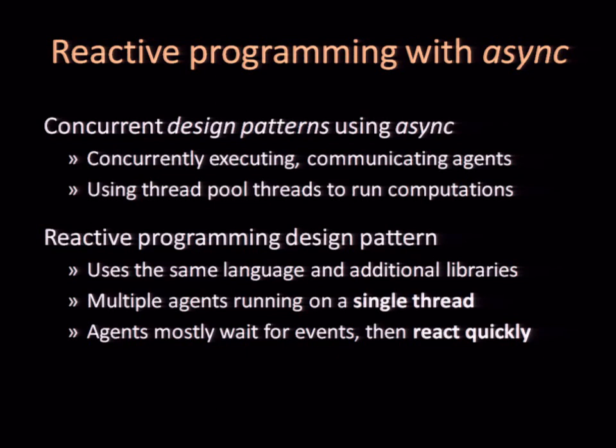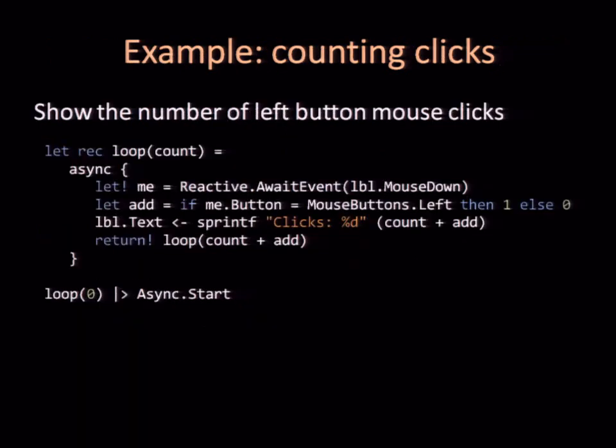So I'm going to show you how to write GUI components that are composed from various agents that most of the time just are waiting for some events. And when the event occurs, they will do some quick reaction, update the GUI, and then again start waiting. So one example of this would be a simple agent that counts the number of clicks on some control.